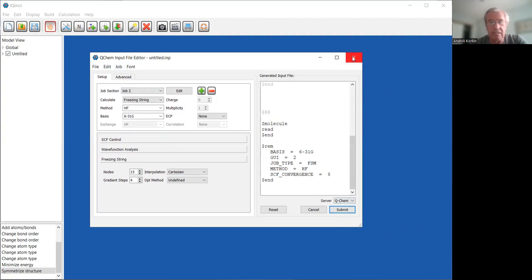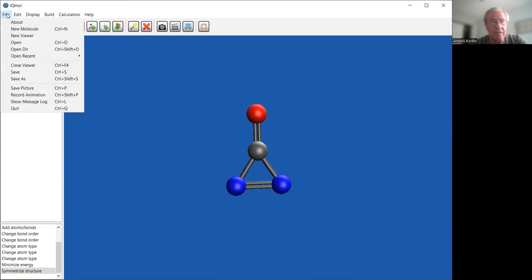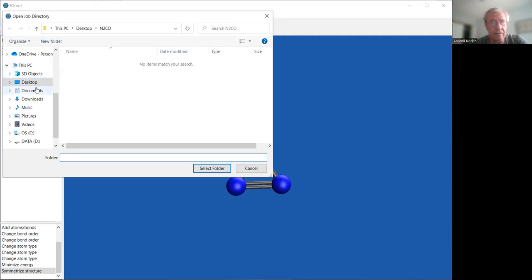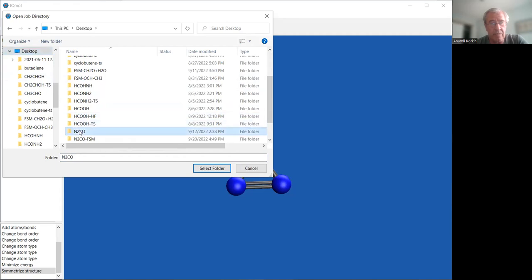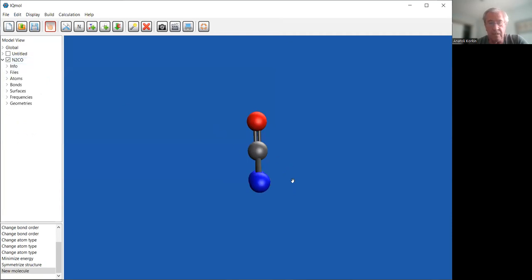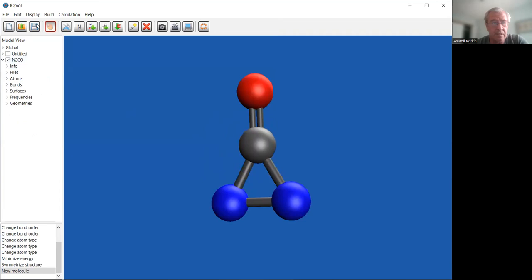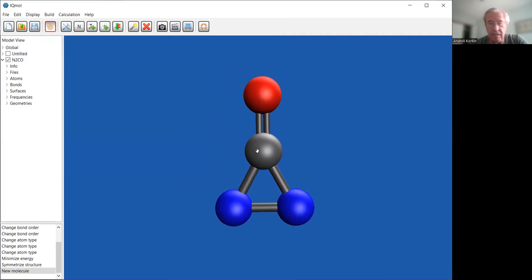In this case, I don't need to repeat this calculation, because I have already done it. So instead, I open a directory where I already have the results, saved on my desktop with the name 2CO. I select the folder, and I get the result here. Now let us slightly increase the size so we can see better. And now let's analyze the vibrations and assign them to the corresponding symmetry operations.